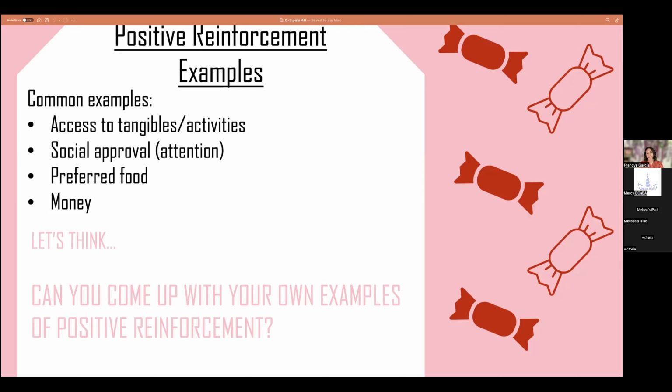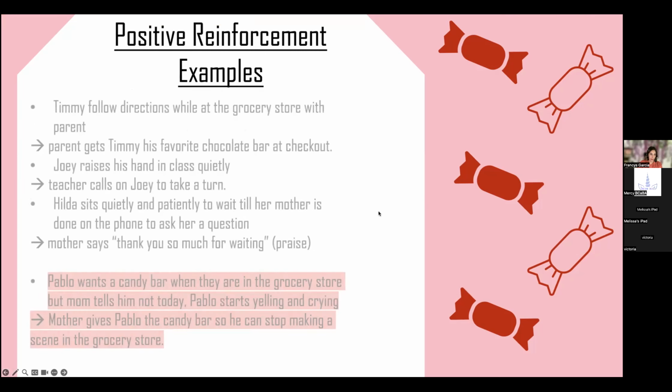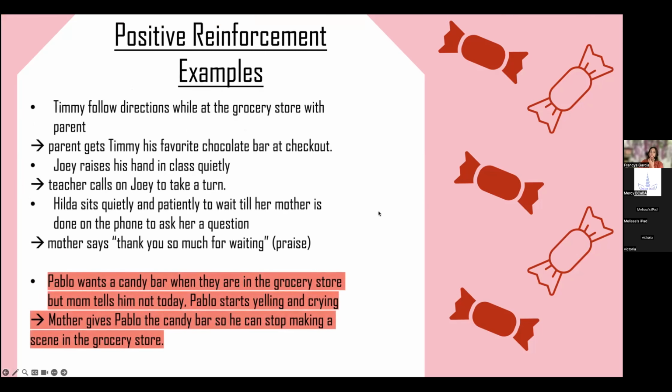Anyone? No? Okay, don't worry. I have some examples coming up. So these are some examples that I included for you guys for positive reinforcement.